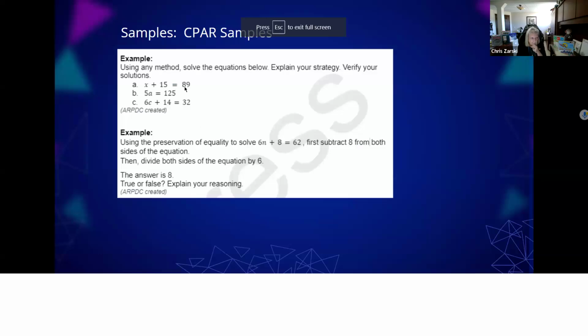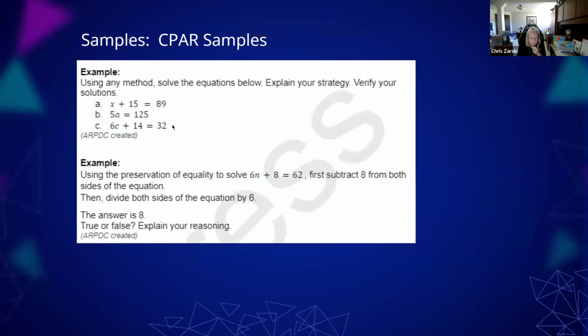Another example might be something like this, right? So once I get really good at it, I'm certainly not going to do algebra tiles and have them pull out 89 tiles. That's just not going to work, right? So that's important.